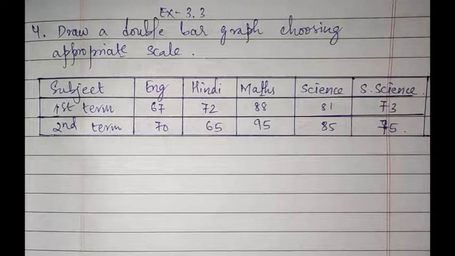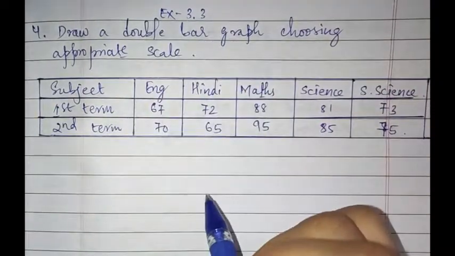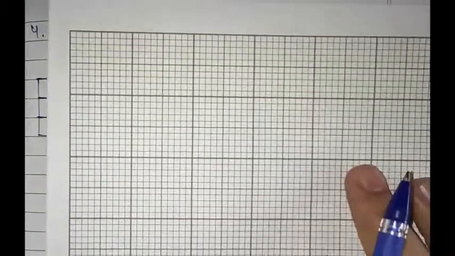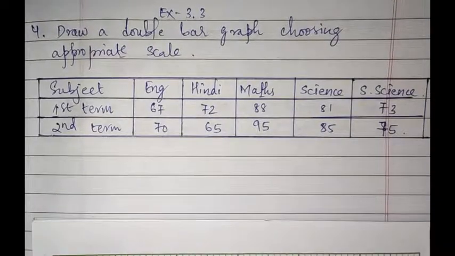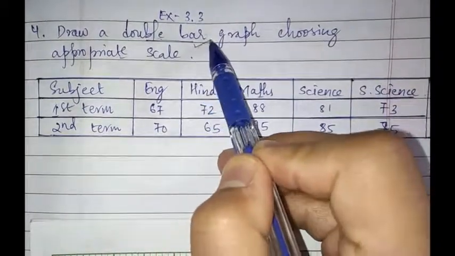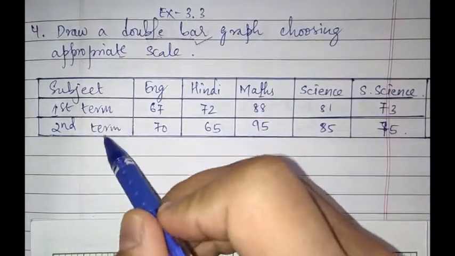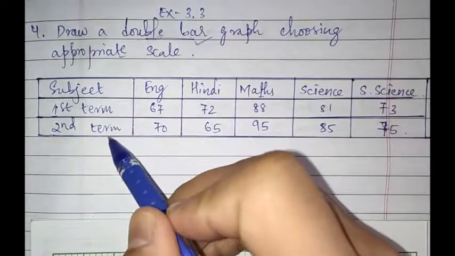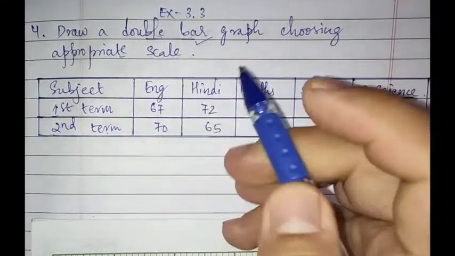So student, here we have question number 4. You have to make a double bar graph using this table. Here I have the graph copy. A similar process or idea we are going to use to make the double bar graph. This is not a simple bar graph. We have to make a double one because two important terms are given, the first and the second term. So using this data we are going to plot the bar graph.